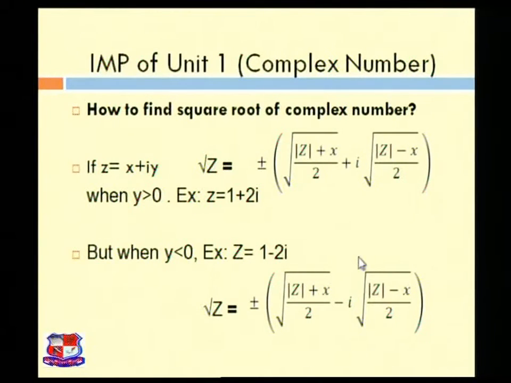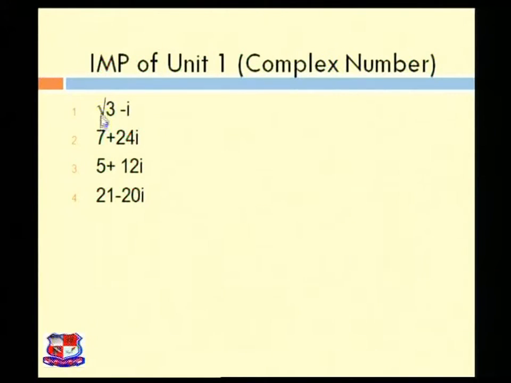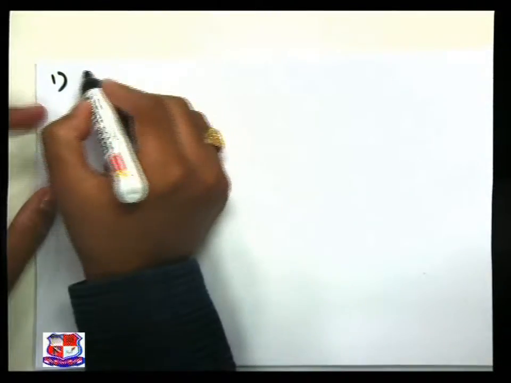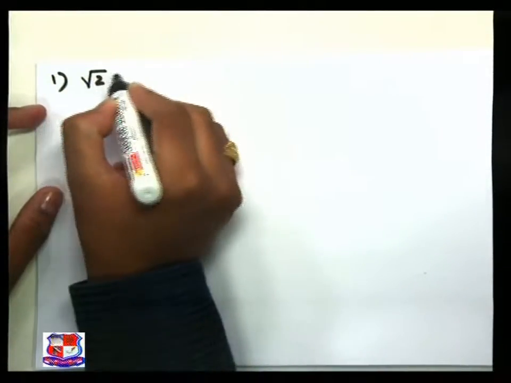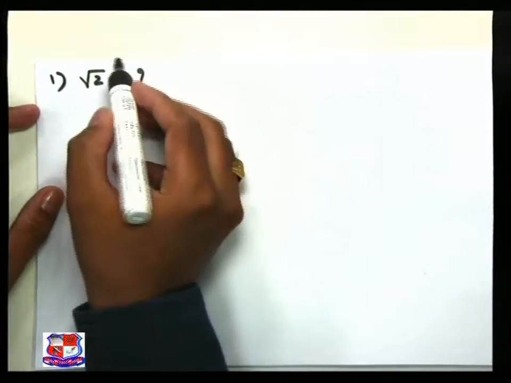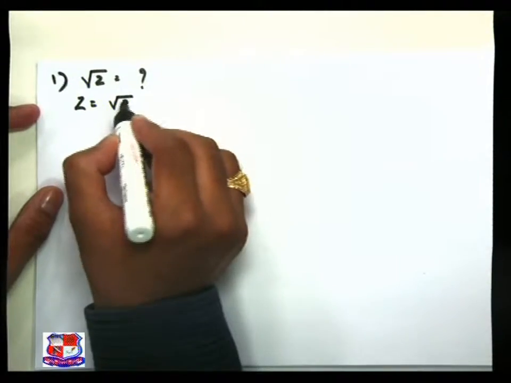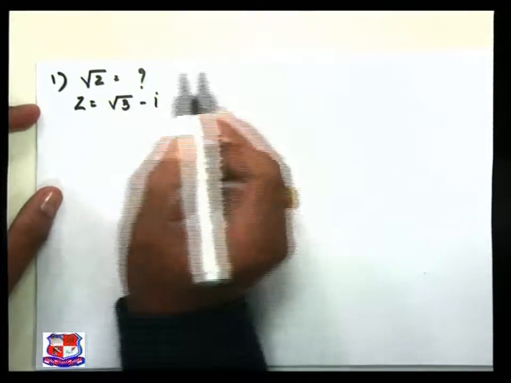Using this theory, now we want to calculate some important problems of complex numbers, that is, we want to find the under root of a complex number. So our first question: z is equal to root 3 minus i. First of all, write the first question: find the under root of z, and our question is z is equal to root 3 minus i.